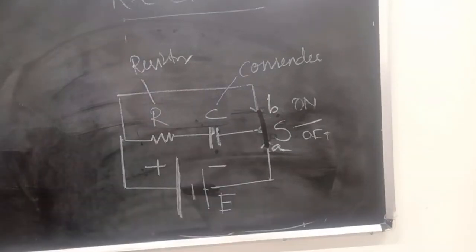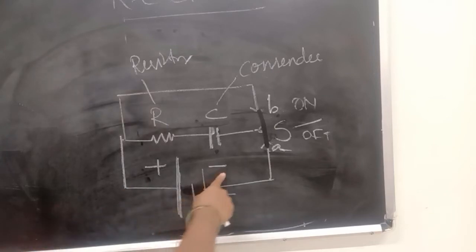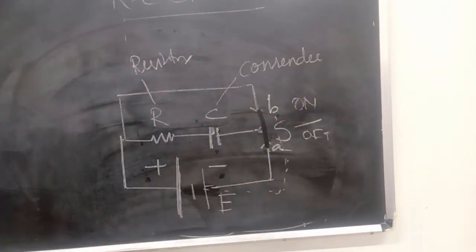So in this circuit, what are the elements we have taken here? R is a resistor, C is a capacitor, S is a switch, E is a battery which is connected. For the battery, what terminal is being connected? You see here, plus is the positive terminal, minus is the negative terminal. So current flows in this direction. Now in this process, charging of the capacitor takes place, inducing more and more charge on the plate of the condenser.